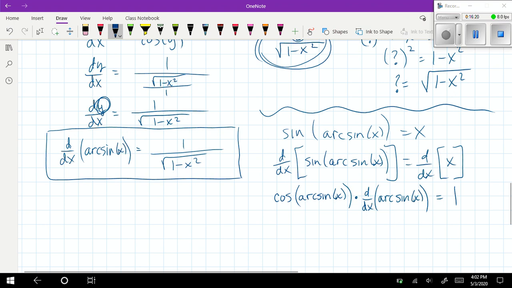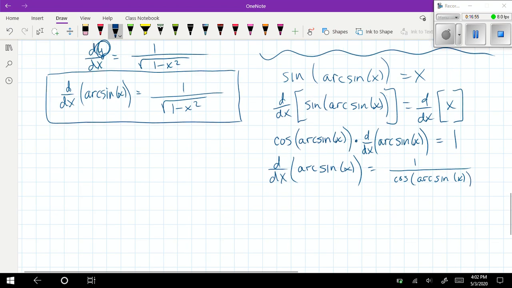Now I have to figure out what this thing is right here. Let me just go ahead. The derivative with respect to x of arc sine of x is equal to 1 divided by cosine of arc sine x. It's not as hard as it looks. I'll lead you through it nice and carefully here.